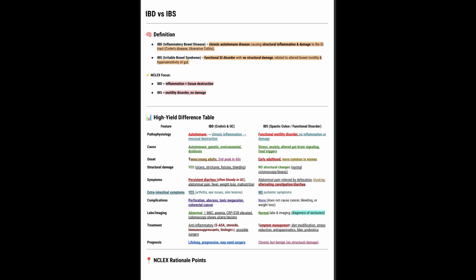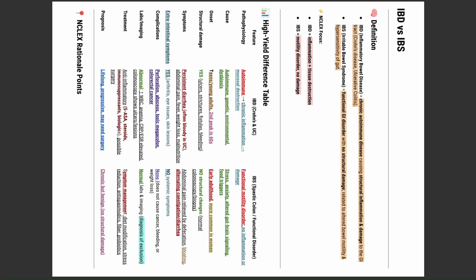And on labs, there are abnormal lab findings in IBD, like increased WBC, CRP, anemia, and visible ulcers, while in IBS everything is normal, and it is a diagnosis of exclusion. Diagnosis of exclusion means you will first rule out all other conditions related to the symptoms. Then, at last, if no diagnostic test confirms any other disease or disorder, you will conclude that it is IBS, as there is no confirmatory test available for IBS.